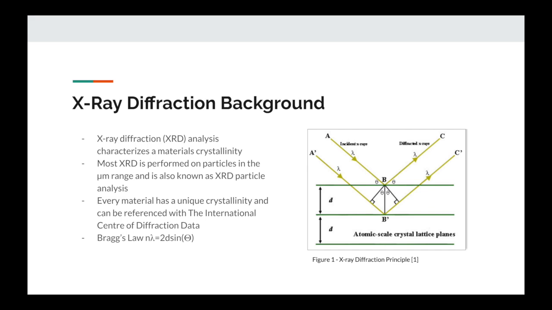This diffraction X-ray can be visualized by a charge-coupled device or a camera, or it can be printed on film. And then this data can be analyzed by a computer program, which can then calculate the phase and intensity of the diffraction. Every material has a unique crystallinity and can be referenced with databases such as the International Center of Diffraction Data. The principle of X-ray diffraction analysis is Bragg's law, which calculates the diffraction angle and the intensity and allows us to calculate the crystallinity of a material.